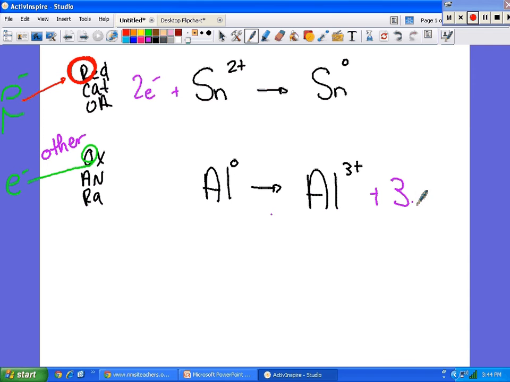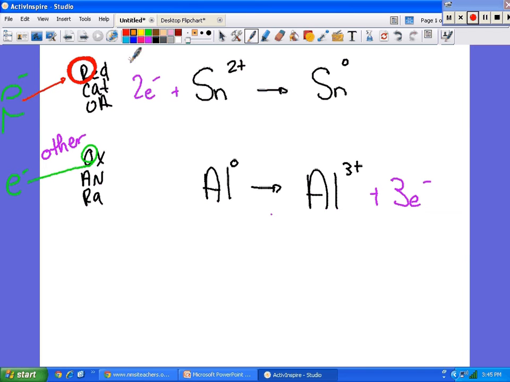So far, do our atoms balance? We have one Sn, one Sn. We have one Al, one Al. Does the charge for each one balance? So we have 2 electrons plus 2 protons, neutral and neutral, neutral and neutral. The second part, and this is the most important, do our electrons balance? No. This should be that rule that I always told you about balancing equations, the 2, 3, 6 rule, right?